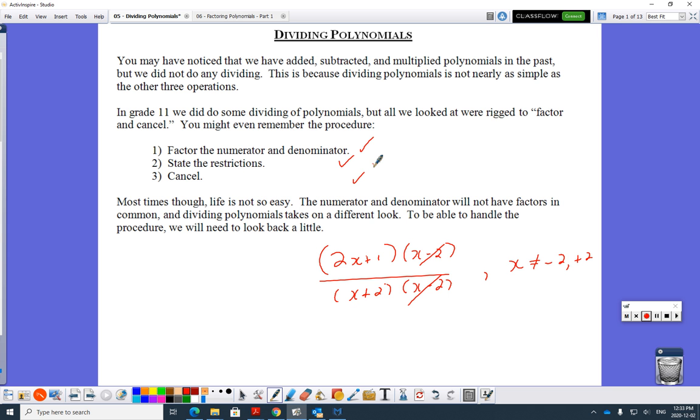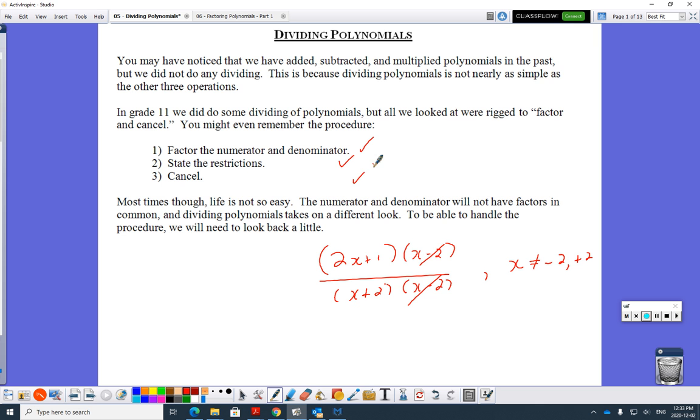Most times, life is not that easy, though. Why? It all feels rigged up. It's like you just rigged it up so that they cancel every single time. Well, is that really how polynomials work out? And the answer is no. It rarely works out that they'll cancel nicely like that. And so if there's no factors in common, this procedure has to take on a different look.